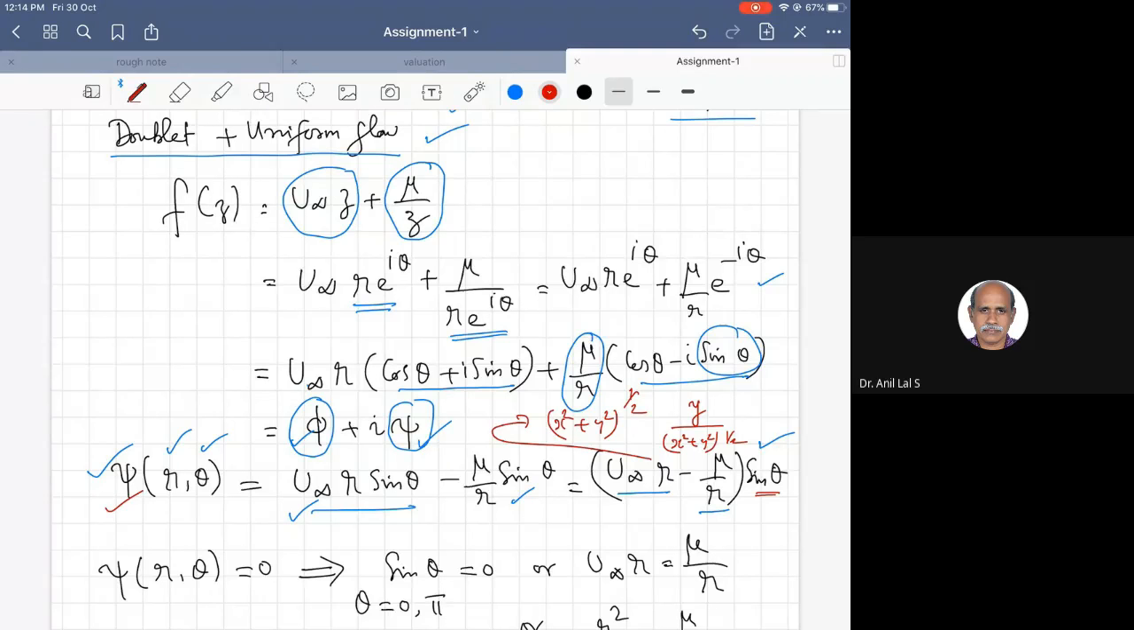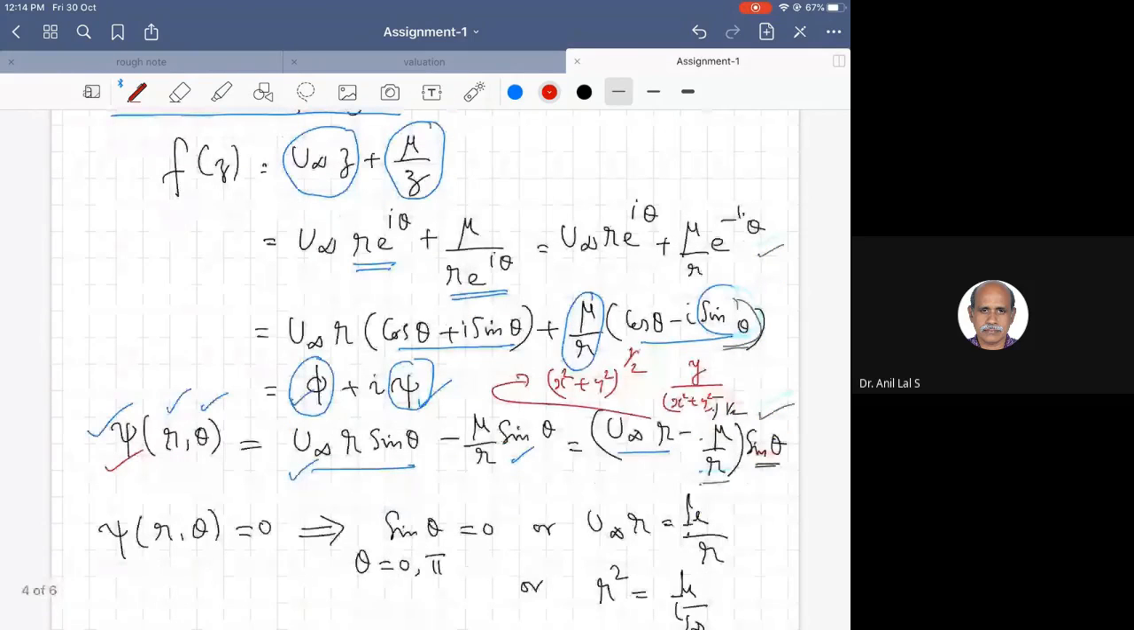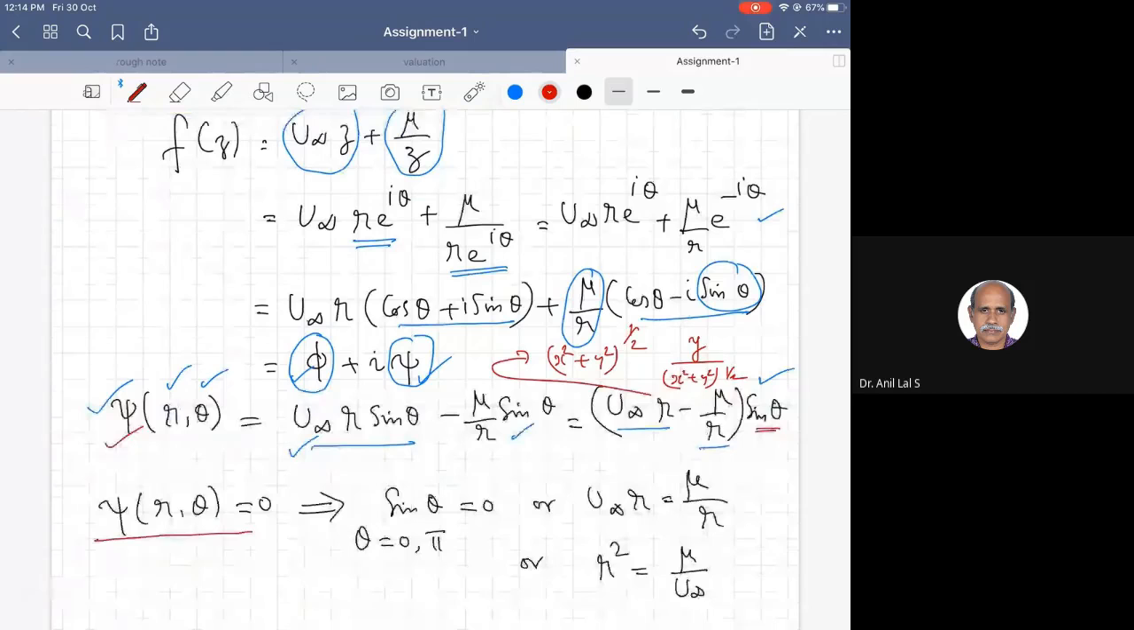Now let us see what is the streamline corresponding to psi(r, theta) equal to 0. Substitute psi(r, theta) is equal to 0. That is possible either by taking sin theta is equal to 0, or if this factor is 0, it can also be satisfied. In which case, u infinity into r is equal to mu by r. That's the condition where psi becomes equal to 0.